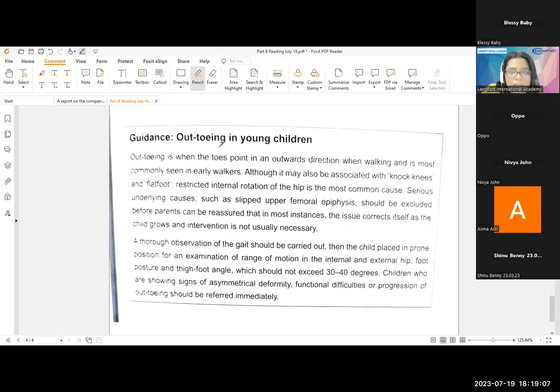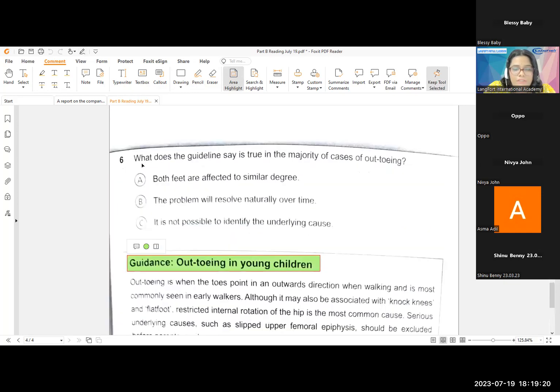Let's move on to the final question for today. Jyoti, can you read the final question for me, please? What does the guideline say is true in the majority of cases of out-toeing? So all of you read the question. What does the guideline say is true in the majority of cases of out-toeing?